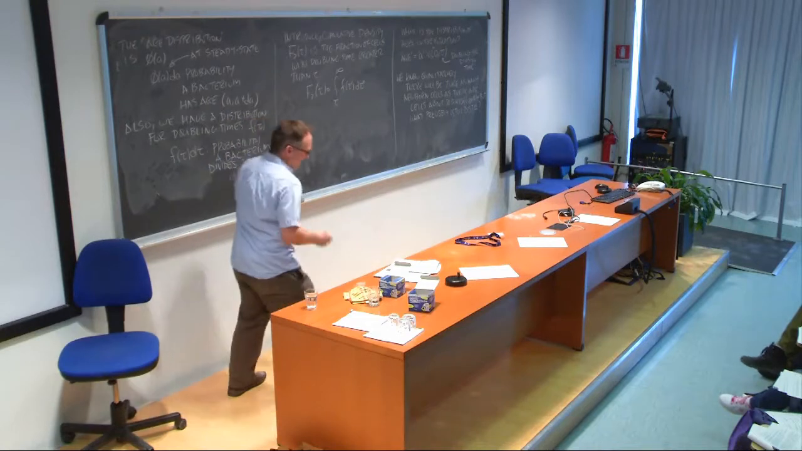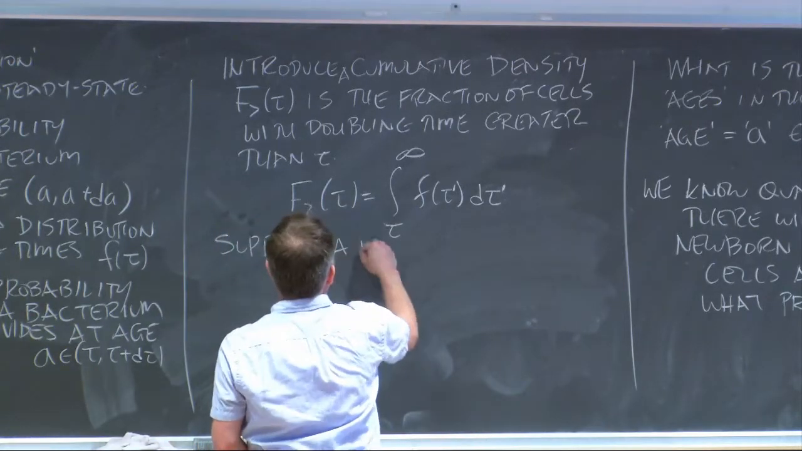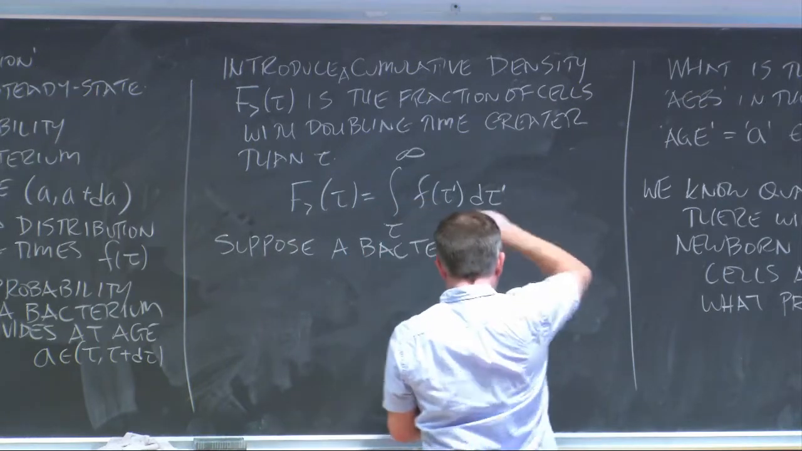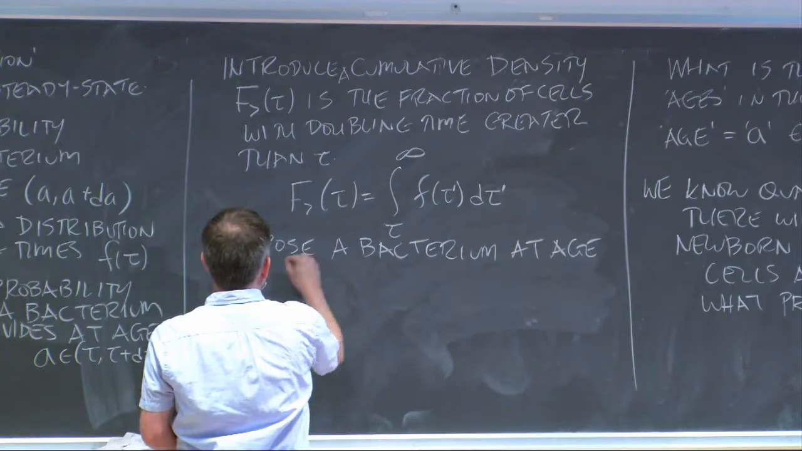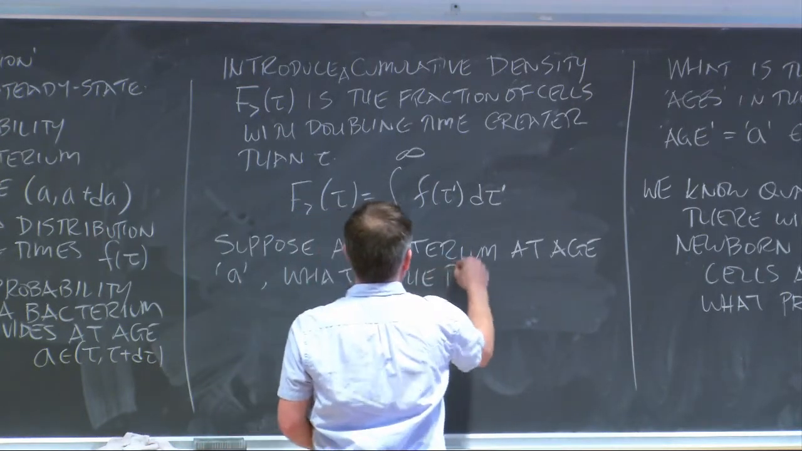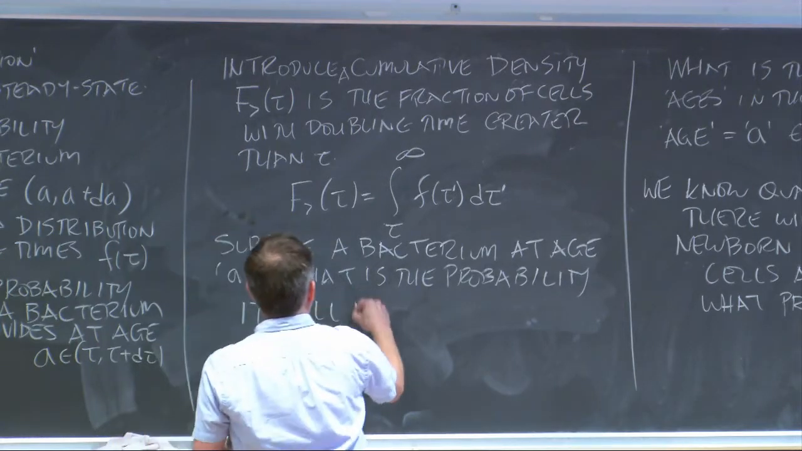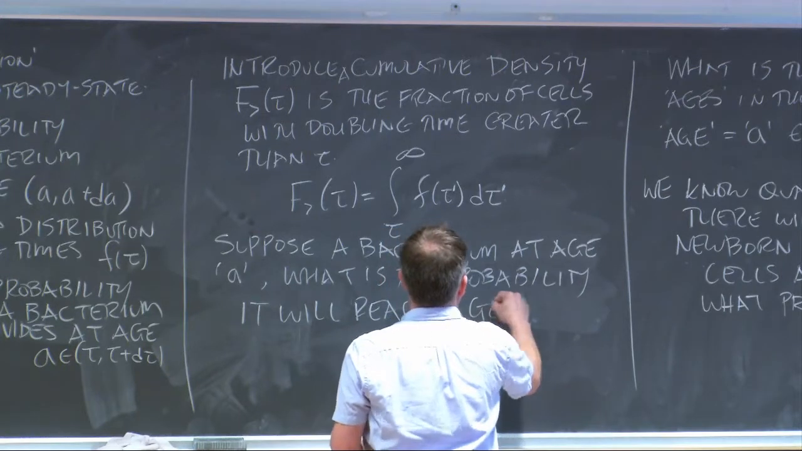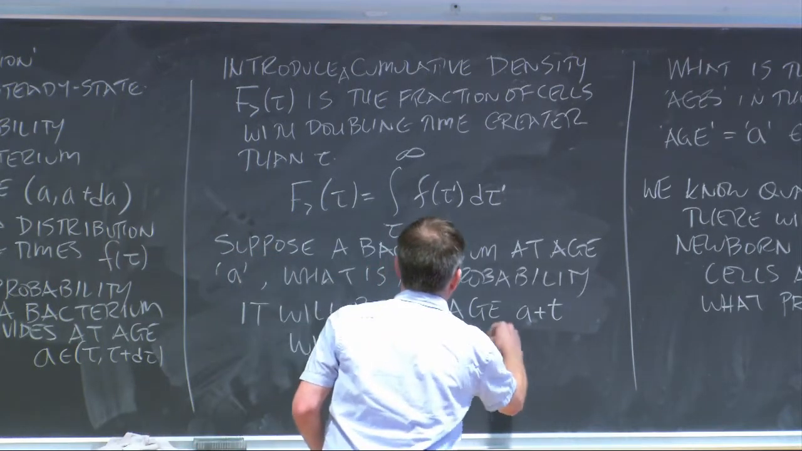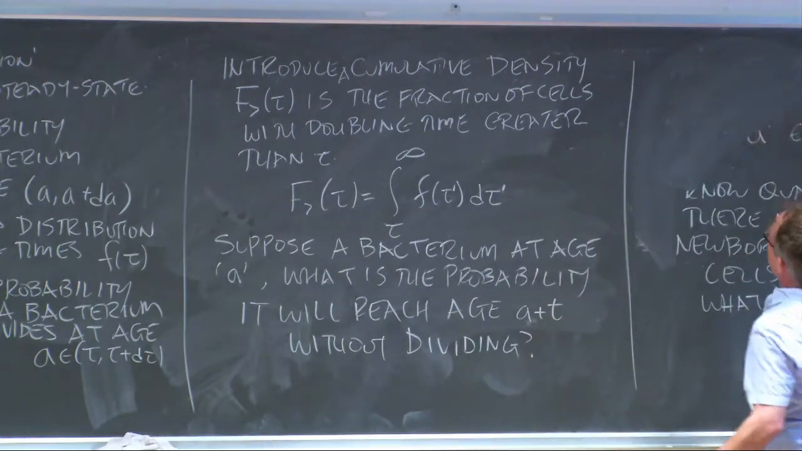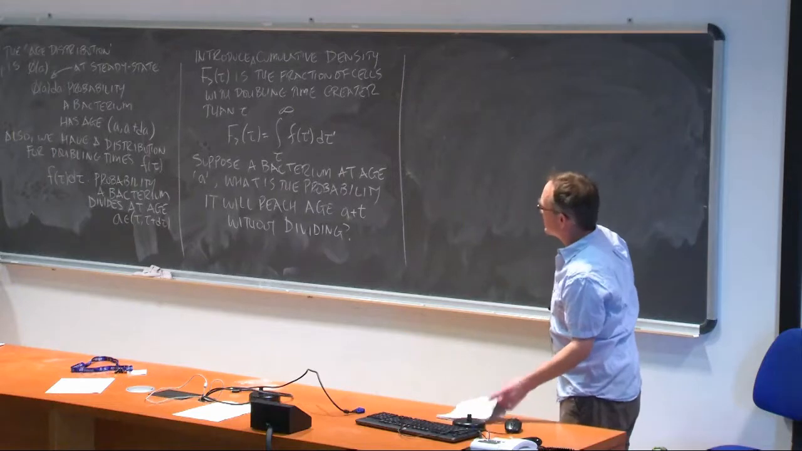It's okay? All right, let's take a look. Suppose that we have a bacterium that reaches age A. So then what is the probability that it will reach age A plus T without dividing? This is a classic assignment question in probability and statistics, but let's work through it.